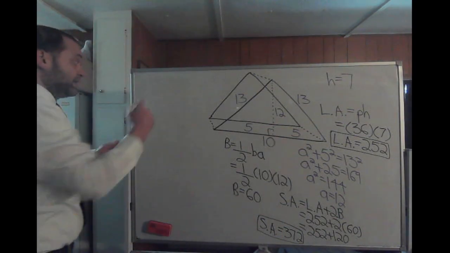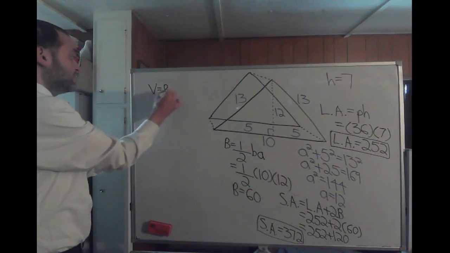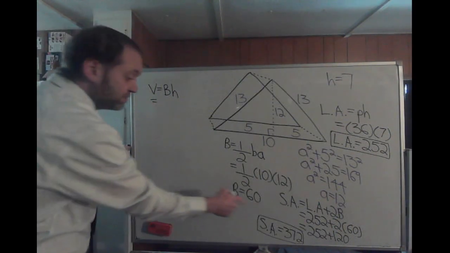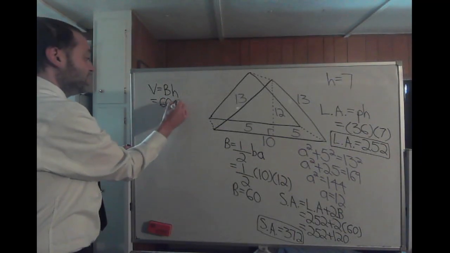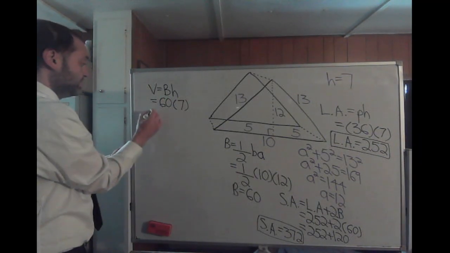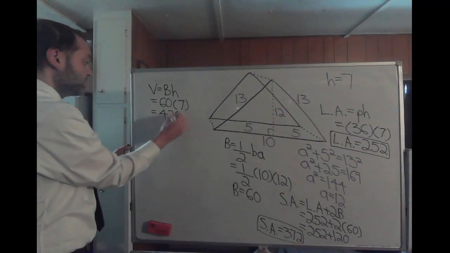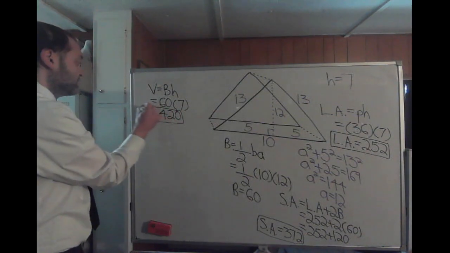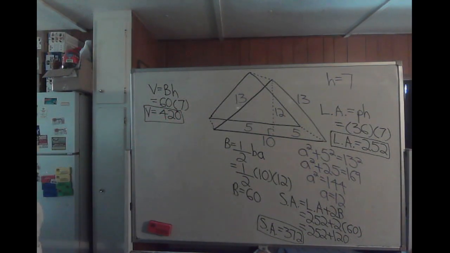And of course we can find the volume of the prism, because that's the area of a base times the height of the prism. The area of the base was 60 square units, times your height of the prism, which is 7 units. That would give you a total volume of 420 cubic units. So the volume of this prism is 420 cubic units.